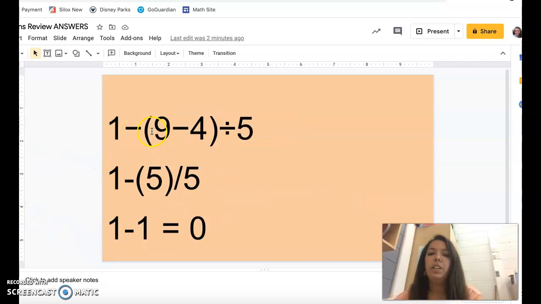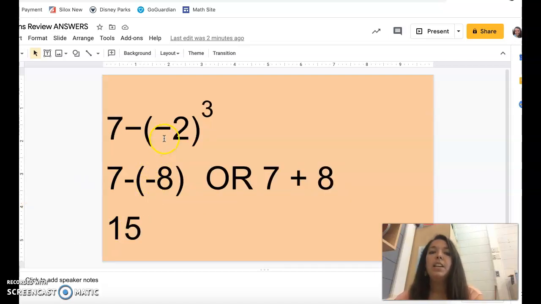On the second one, you do the parentheses first. So 9 minus 4 is 5. Do not subtract before you divide. So that's 5 divided by 5, which is 1, and then do 1 minus 1, which is 0.